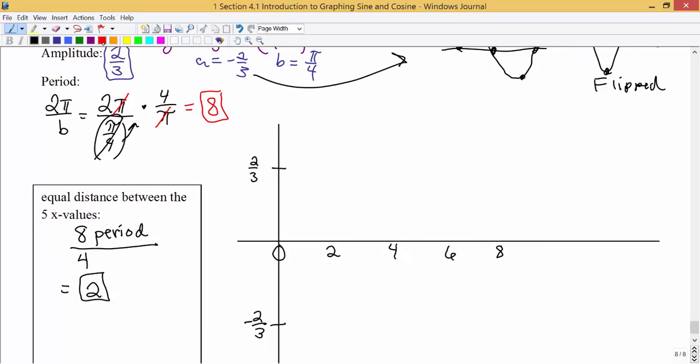Alright, so here are our x values. And we're going to graph sine. We said we're going to start at the middle. And it's flipped, so we're going to go down to the minimum, come back to the middle, go up to the max, and then come back to the middle. So here's one full cycle of sine.